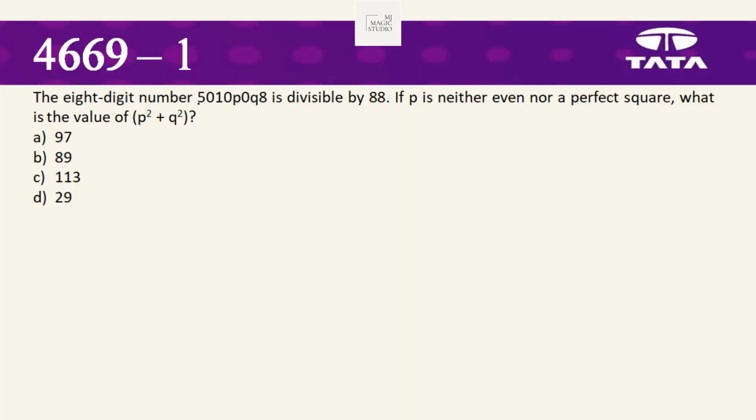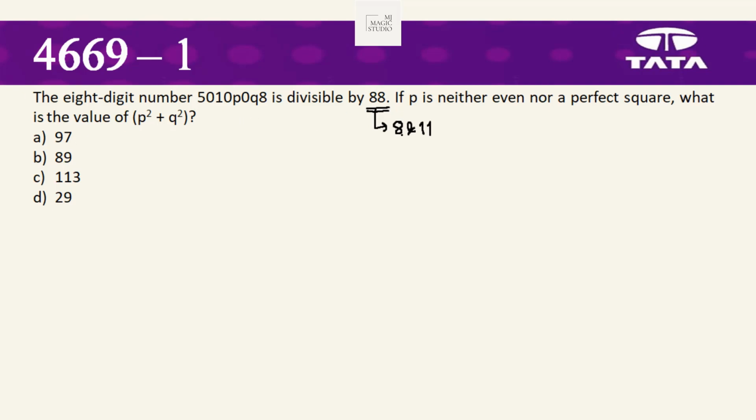The 8-digit number 5010P0Q8 is divisible by 88. A number is said to be divisible by 88 when it is divisible by 8 and 11 both. Now, if P is neither even nor a perfect square, what is the value of P square plus Q square?